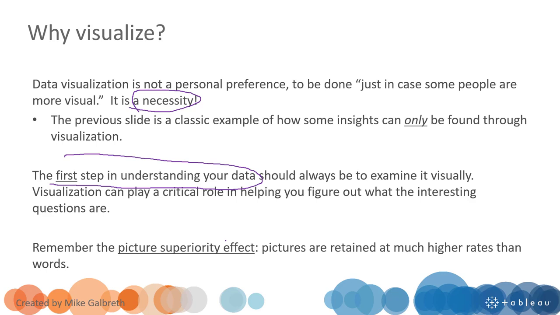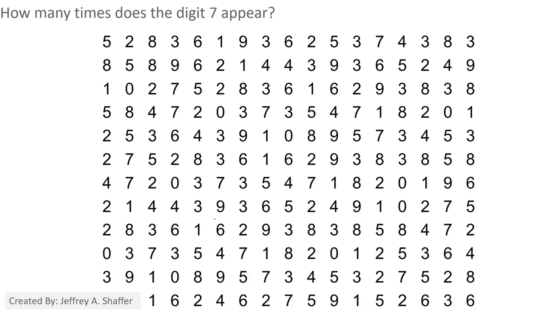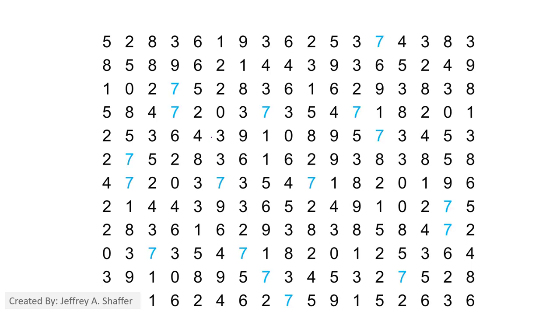Okay, so let's see an example here. Let's say I gave you some numbers. Can you find out how many sevens are there? You can pause the video and see how many sevens there are. And what about now, if I give you colors? Is that easier? How about now if I make it bold? That's much easier. Or if I add those items.